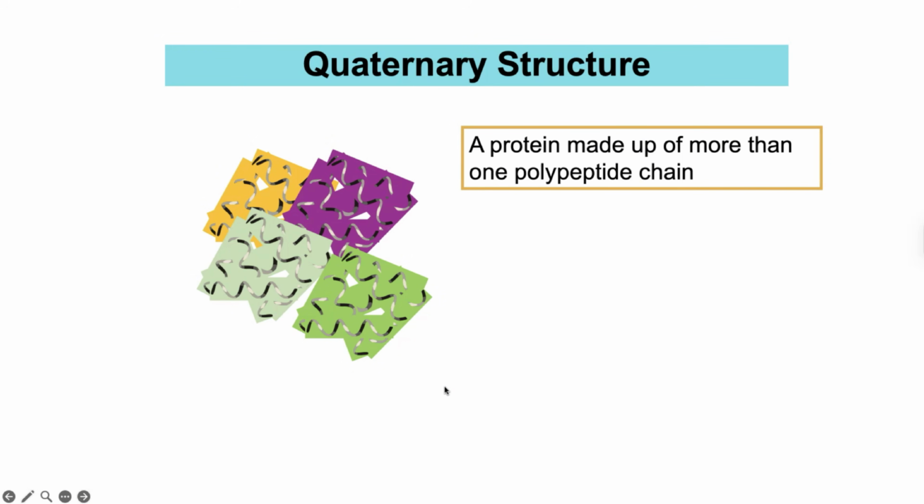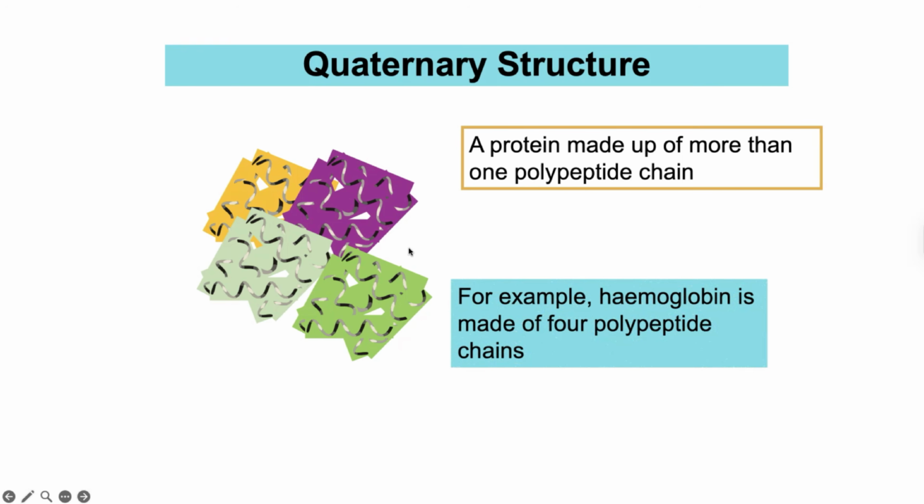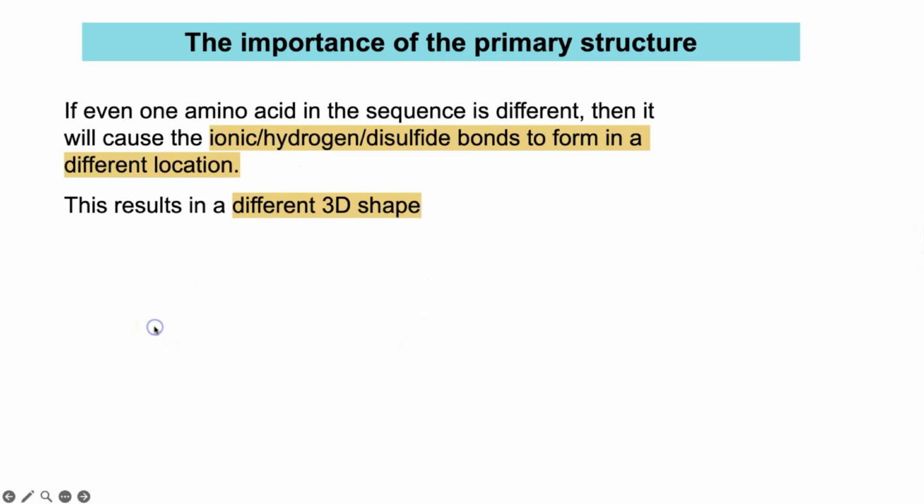Okay, lastly then, quaternary structure. This is when you have a protein made up of more than one polypeptide chain. And in this example, I've picked 4 because that links to an example that you learn later on in the course for hemoglobin. Each of those polypeptide chains is still folded up into a tertiary structure though. So this is still going to be a unique 3D shape. It's just you've got more than one polypeptide chain doing that.